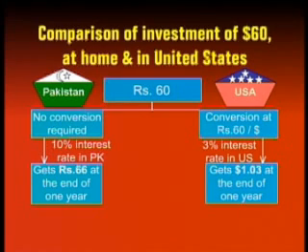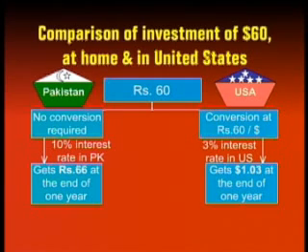So how many dollars would you have at the end of the year? You would have 1 plus $0.03, that is $1.03 at the end of the year. Now, which option was better? Was it better to invest the money locally in Pakistan and earn rupees 66 at the end of the year? Or was it better to invest in the US and earn $1.03 at the end of the year?